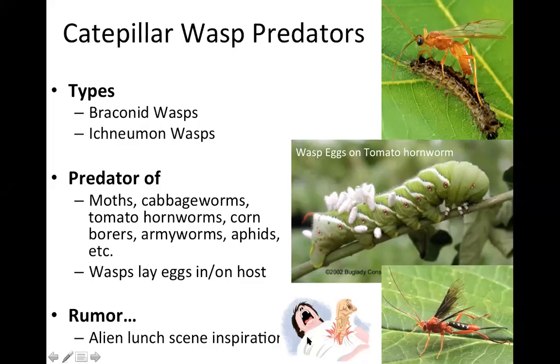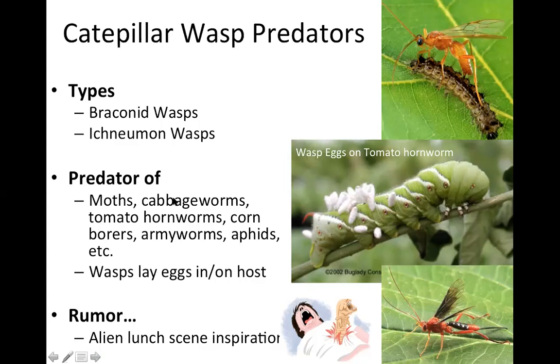That's why I heard a rumor, that's where the alien movie, the lunch scene where they're all eating lunch and suddenly an alien pops out of the guy's chest, got its inspiration. And they're super small wasps. They don't hurt people at all. You probably won't even see them. They're so small and fast.